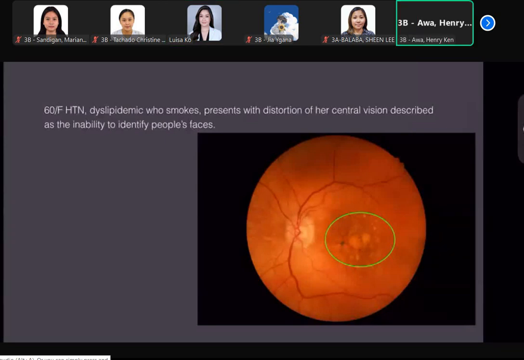Fundus photo of the left eye seen through clear media, Doc. Then yellow lesions with clear borders. CD ratio of 0.2, Doc. AV ratio is 2 to 3. Okay, very good. Perfect first part of fundoscopy. I'd say it's about a 0.3 though, but it's subjective.